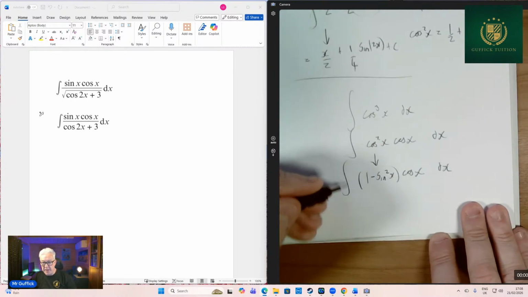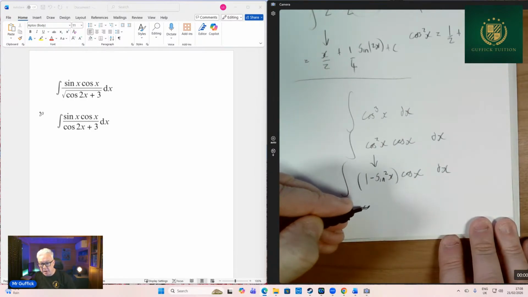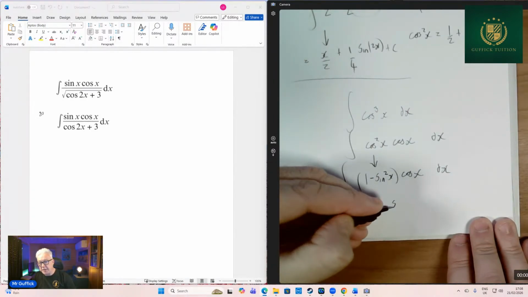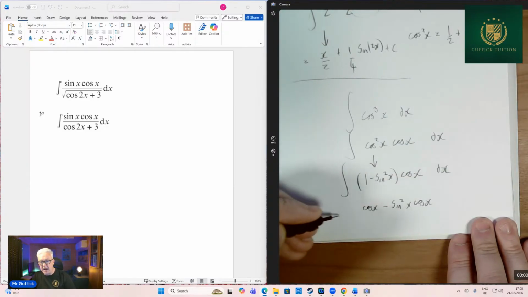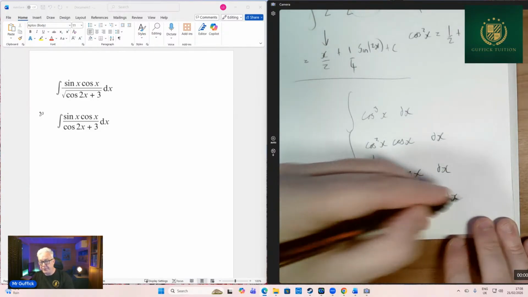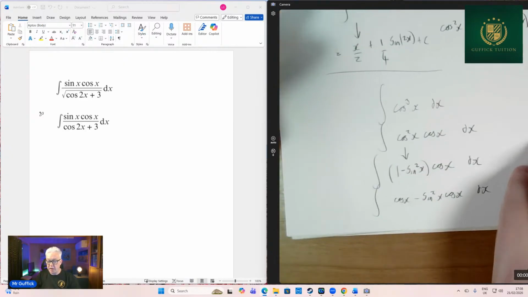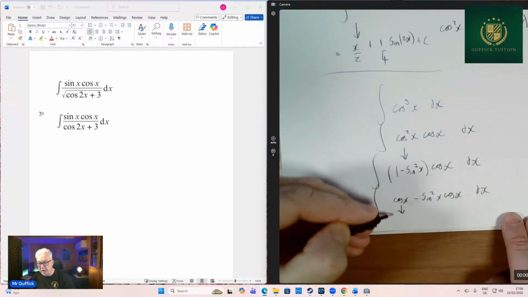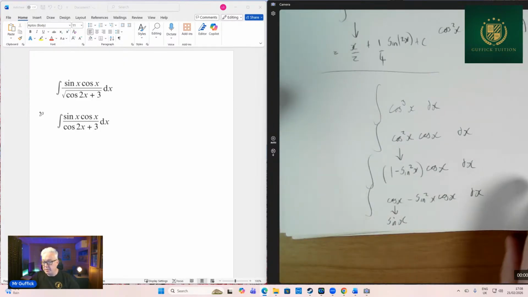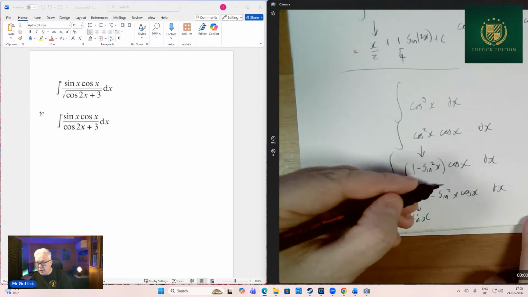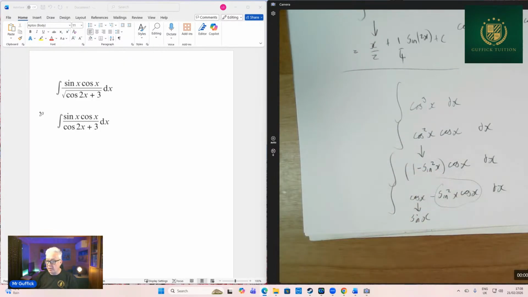Then we expand that bracket, so that gives us cos x minus sine squared x cos x, okay? And that's what we've got to integrate now. And this is really nice because cos is just going to integrate into sine. So no problem there. And now we've got to think about how we're going to integrate sine squared x cos x.